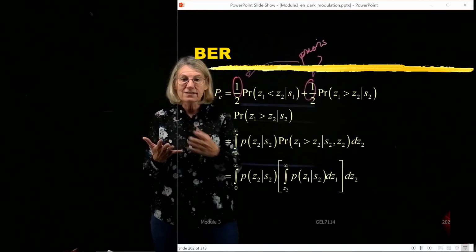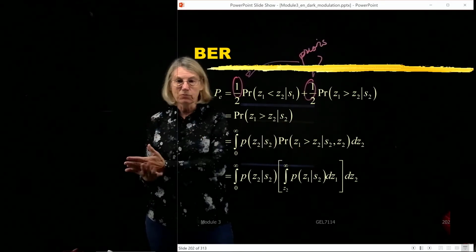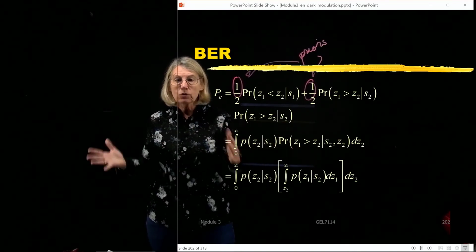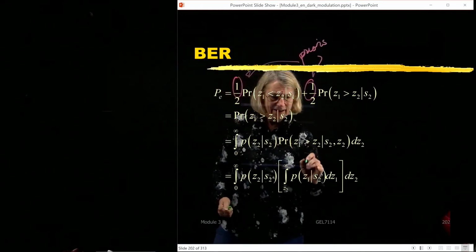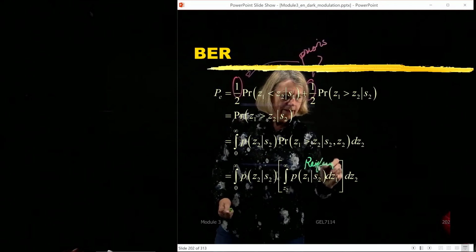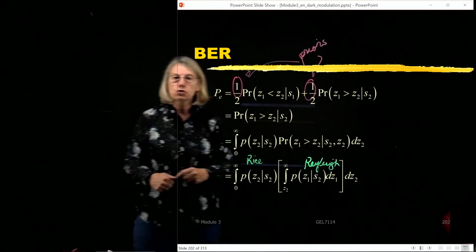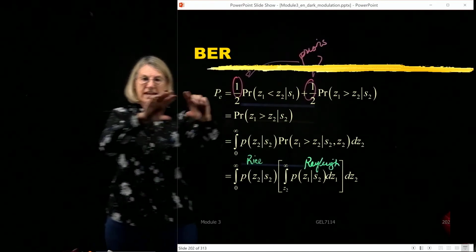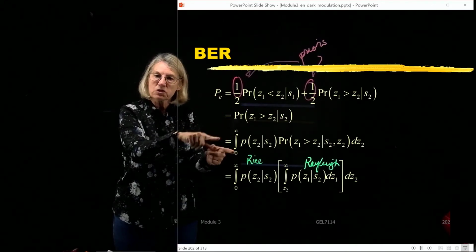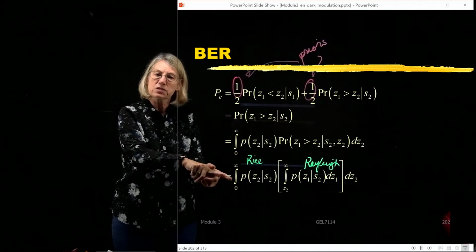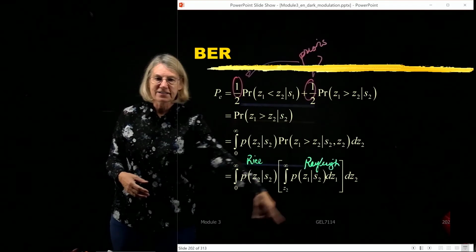So I know S2 was sent. I'm looking at filter 1, so I know that it's noise only because S2 was sent, and I'm looking at the filter for S1. So it's only noise, so I know it's Rayleigh. So this one is Rayleigh, and this one is Rice. And I have these two density functions. So I've taken the general expression for probability of error, and I've used a little bit of manipulation, exploiting some conditional probabilities, to end up with an expression where I know the probability density functions that I have to plug into these equations.